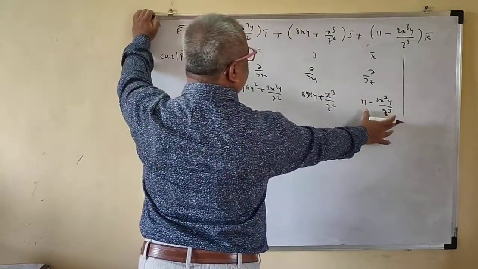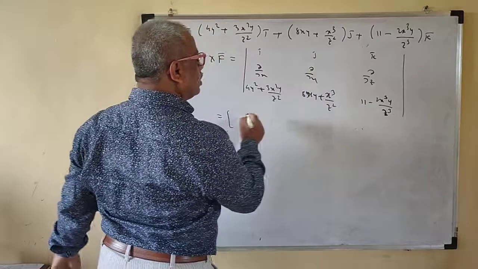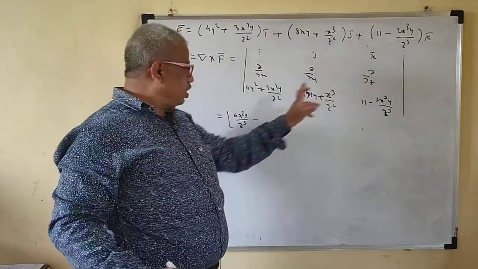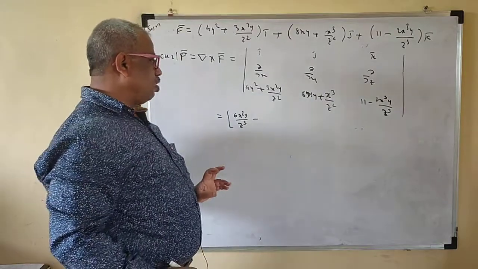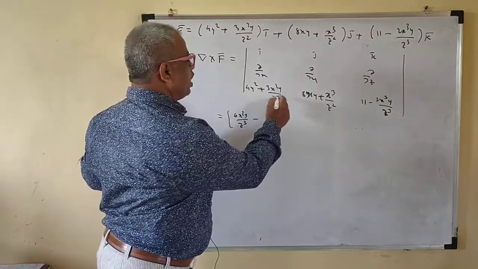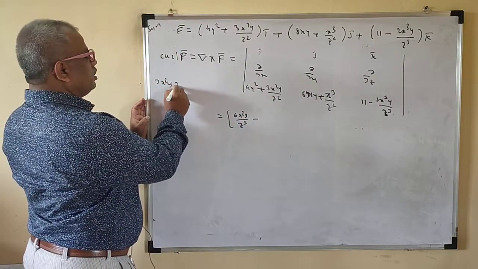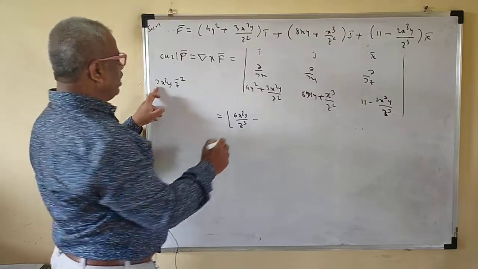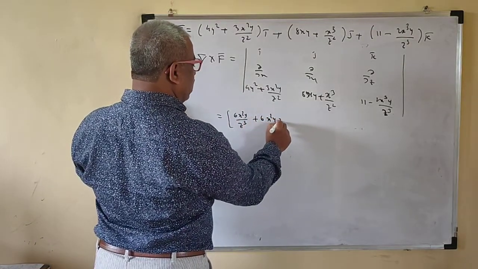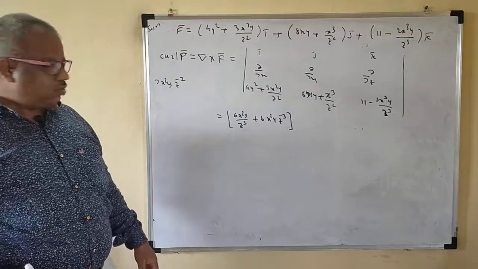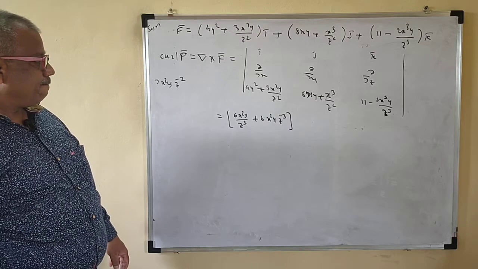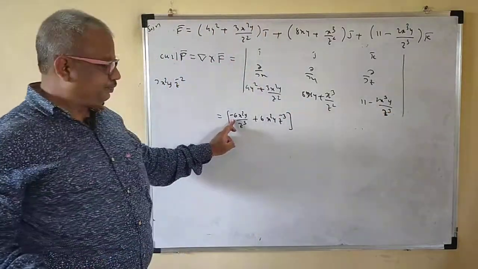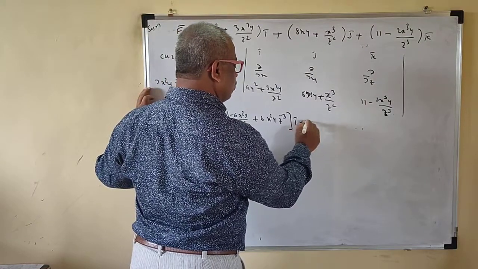What is the derivative of this one? You have to drop this column. ∂/∂x of this one is 6x²y/z³, minus ∂/∂z of this one, which is 3x²y z^(−2). The derivative of 4y² is 0, and the derivative of this one is minus 6, which becomes plus 6 x²y z^(−3). Okay, this is i bar.